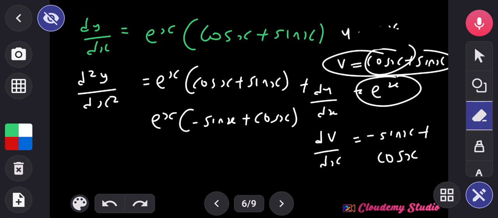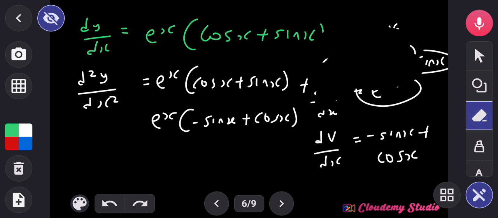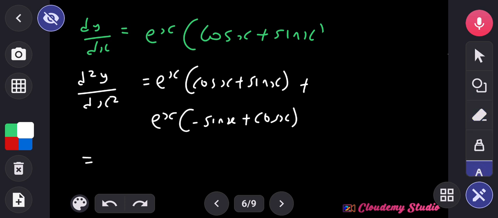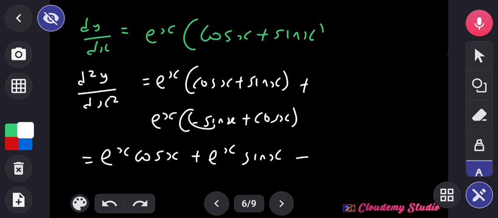So I can clean off this one so that I can have my clear answer here. I can decide that I want to open my bracket. You understand? In opening my bracket, I have equals to exponential x cos x plus exponential x sin x, minus, because of this minus that is here, minus exponential x sin x plus exponential x cos x, right?